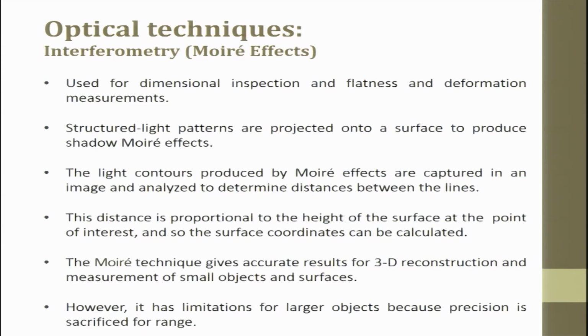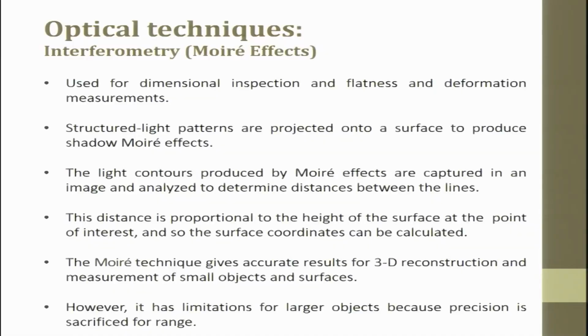We can also use interferometric techniques. So, this is the third technique. First we saw laser triangulation, then we saw structured light. The third one is interferometric patterns, which is the Moire effect. It is used for dimensional inspection, flatness and deformation measurement. When we have to do very precise measurement, we always go for these interferometric techniques and Moire effects.